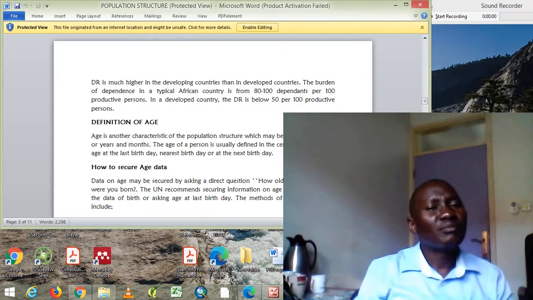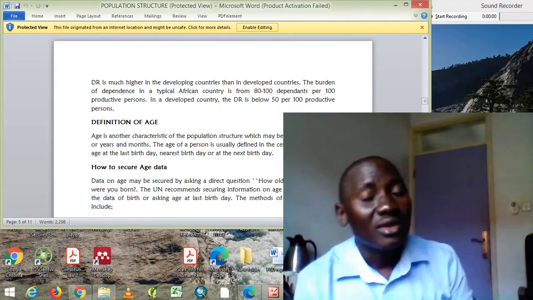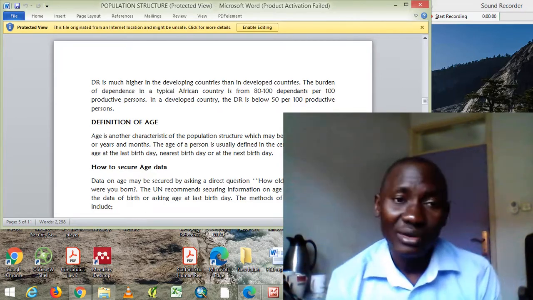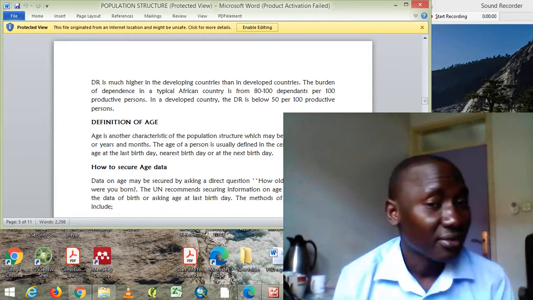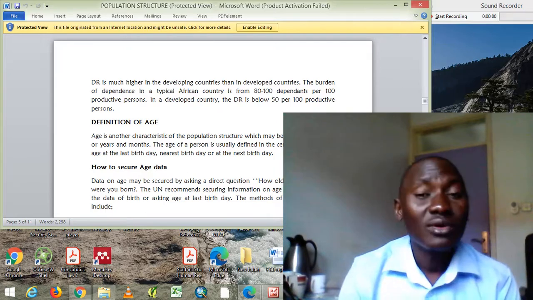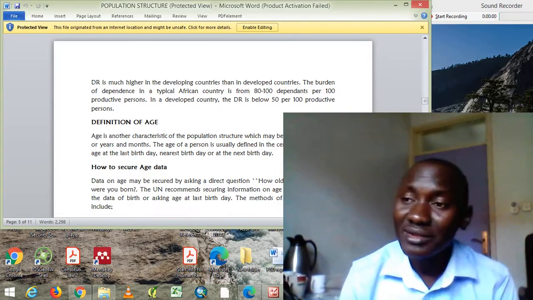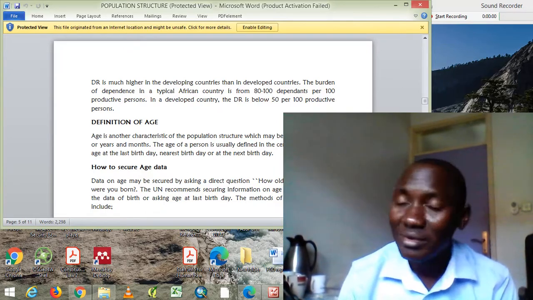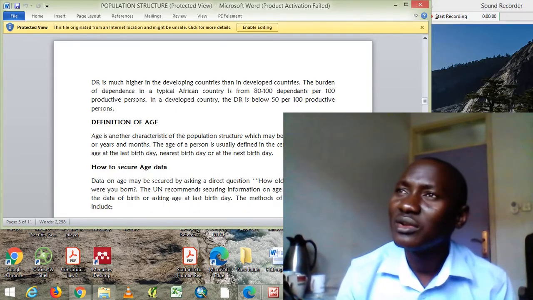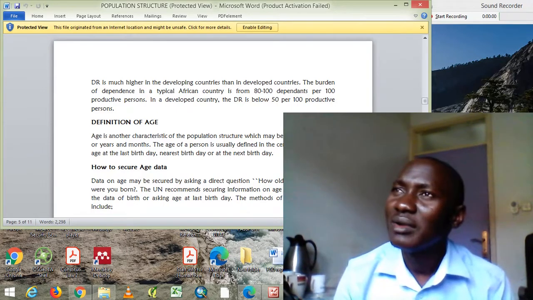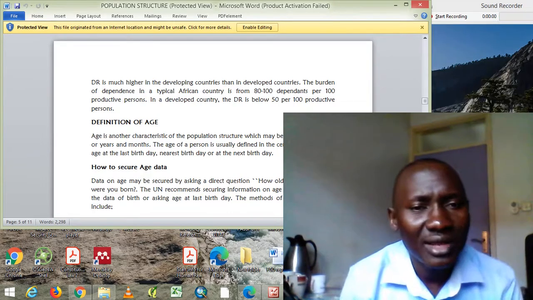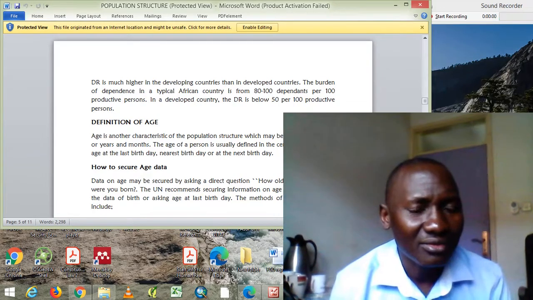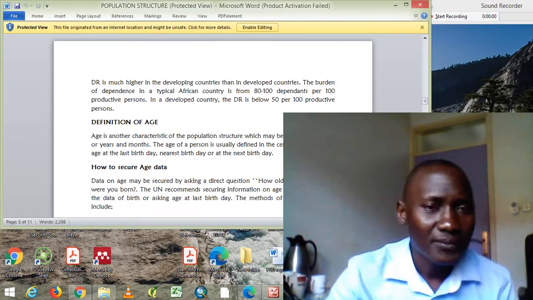But then we have people who genuinely don't know their age. They are there in our rural areas. They are there in our villages. They don't know their age. So how do we cater for them? Such people, you go there, you are a census enumerator, you're asking for information from them, and then someone tells you, my mother told me that the year I was born there was a flood. But you know that we get floods every year. So how are you going to estimate?